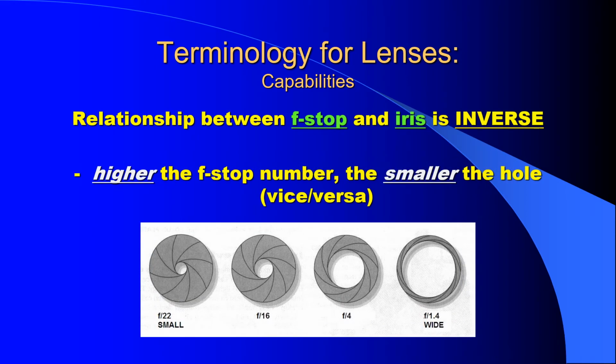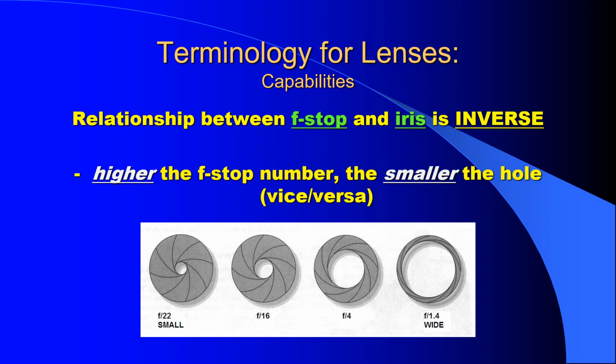Normally, we would expect with a larger number that the iris would be open all the way, and so the hole in the iris would be much larger, and more light would be coming through. And then the opposite would be true. The smaller the number, the smaller the hole, the less light. But it's inverse. It is different than what we would expect.